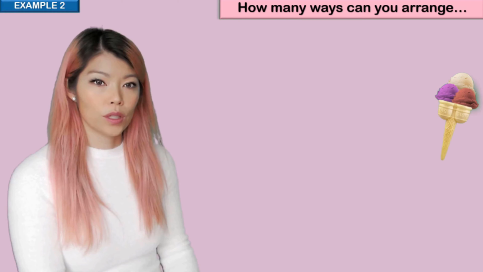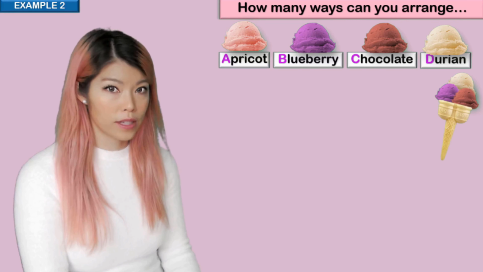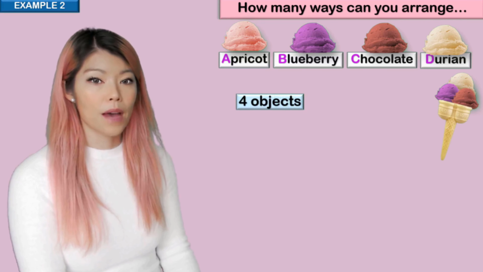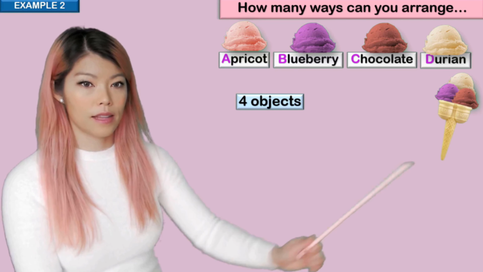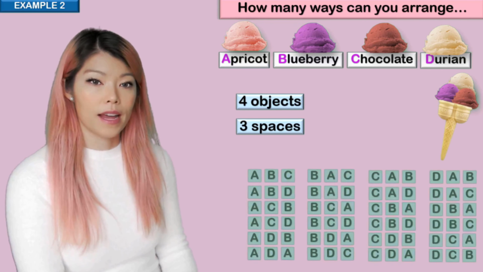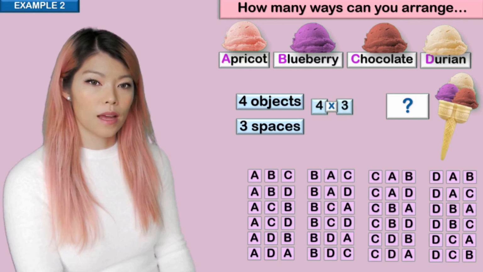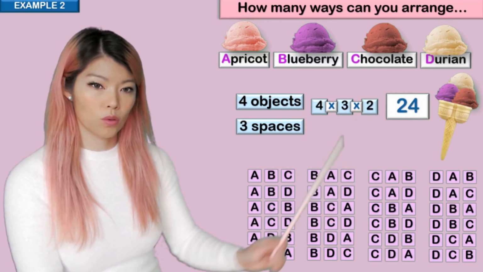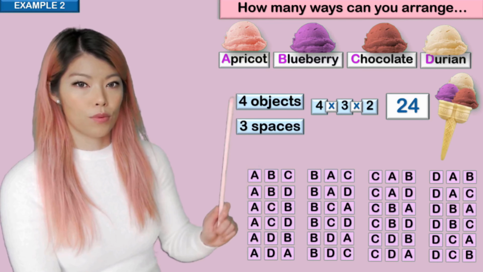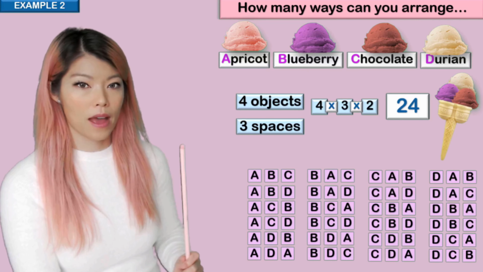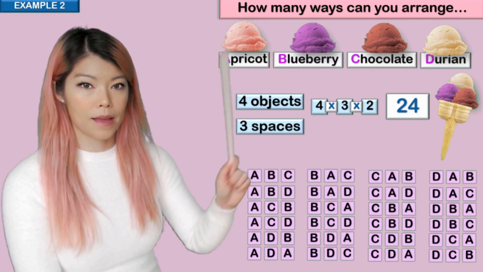So example 2, if you had 4 ice cream flavors and you have a cone that fits 3 scoops of different flavors, how many different ways can you pick 3 scoops? So we have 4 objects and the number of spaces is 3. And now we have to see how many different variations there are. Previously we would have done 4 times 3 times 2, which is 24. But today, knowing that the order doesn't matter, for example, apricot, blueberry, and chocolate is the same as blueberry, chocolate, and apricot, which is the same as CBA, ABC, BCA.